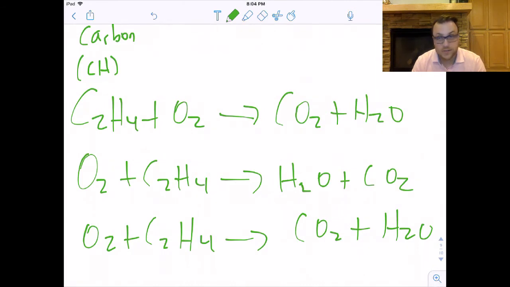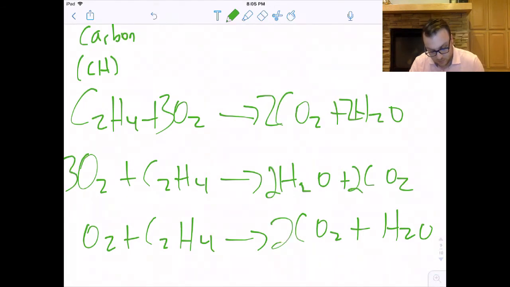You got to balance this equation because this isn't balanced. Is that it? 2, 4, 2, 4. Yep. So make sure all of these are balanced, balance, balance. All right, so that's combustion. A hydrocarbon will react with oxygen and always produce carbon dioxide and water.